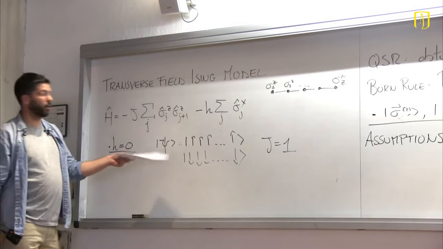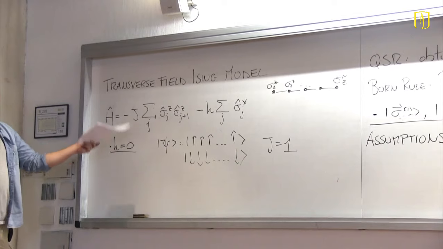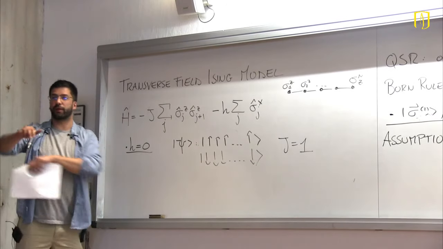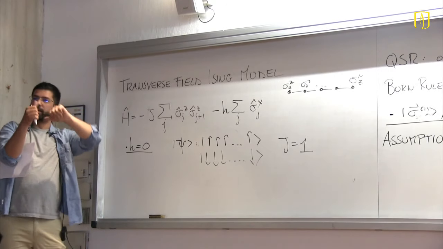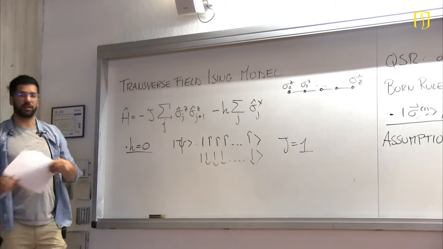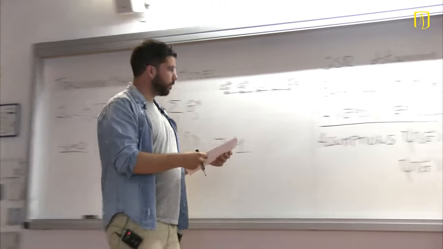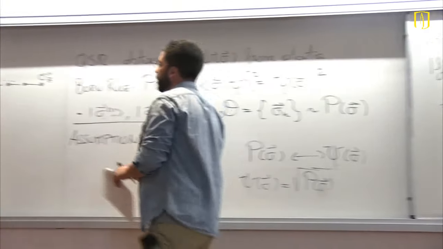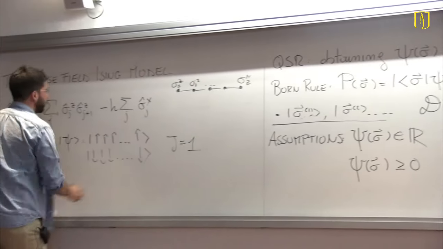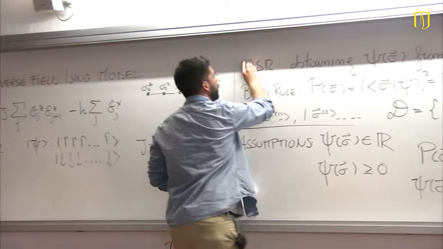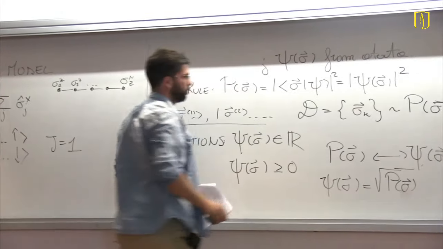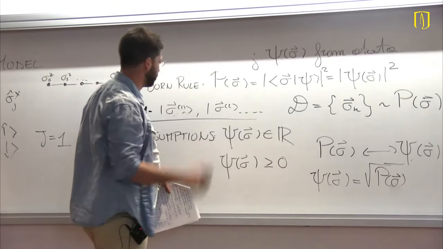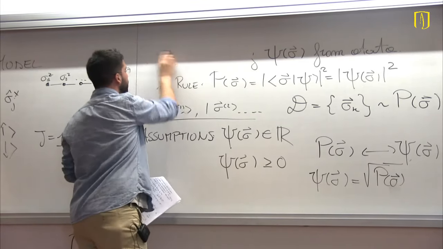This is a quantum ferromagnet. If we have J equal to -1, then we would have an anti-ferromagnet where the spins alternate up and down to minimize the energy. So this is a fully classical model. But what happens when we turn the transverse field on? I'm going to erase this.